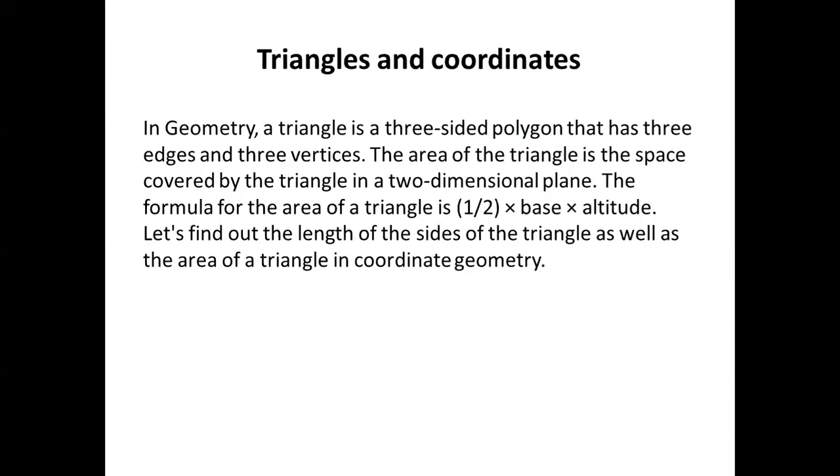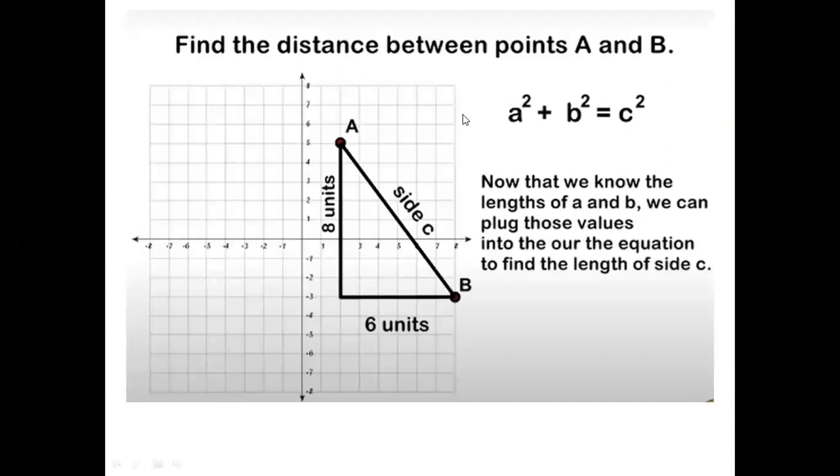So now we have triangles and coordinates. A triangle is a three-sided polygon that has 3 edges, 3 vertices. We know that the area of the triangle in a two-dimensional plane is given by this formula: 1/2 of the base times the altitude. I guess everyone knows this. Then we need to find the distance between the points A and B. We can find it in 2 ways.